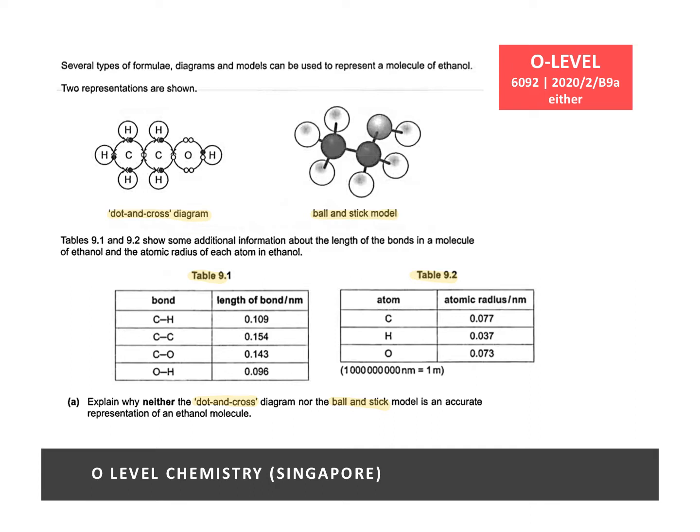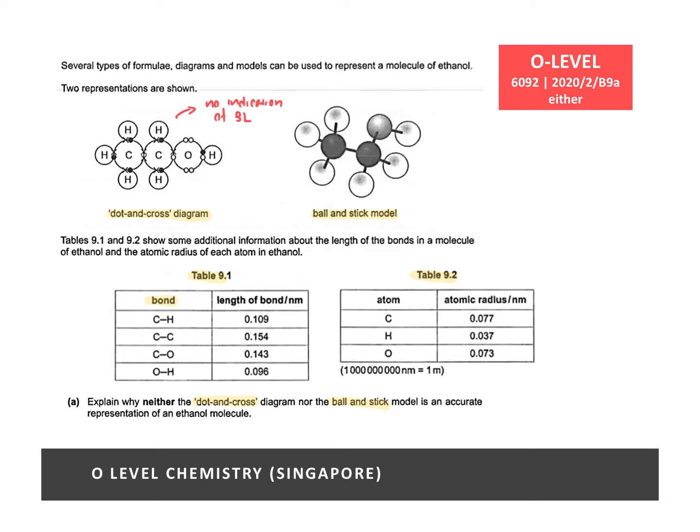Okay, so given the data in the table, we need to make use of them. So we need to first look at what data is given in the table. So firstly, you are given bond length between your carbon hydrogen bond, your carbon bond, and so on. So we know that we need to make a reference to bond length as to why the dot and cross diagram and the ball and stick model, they are not accurate. So firstly, if we look at the dot and cross diagram, there is no indication of bond length. Okay, no indication of bond length, so it's not accurate.